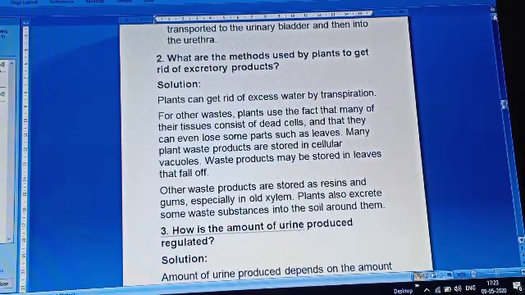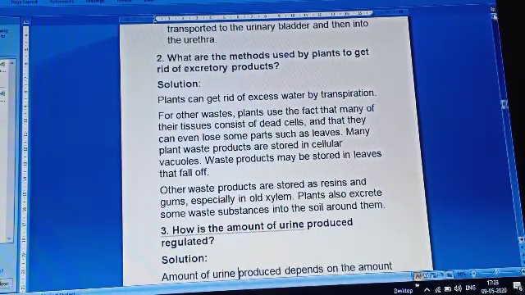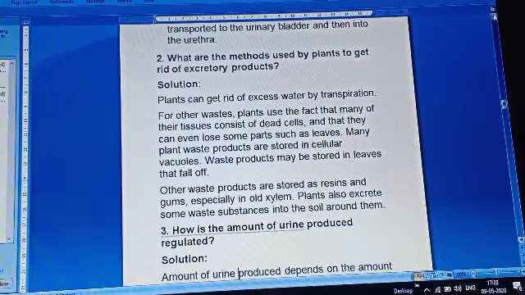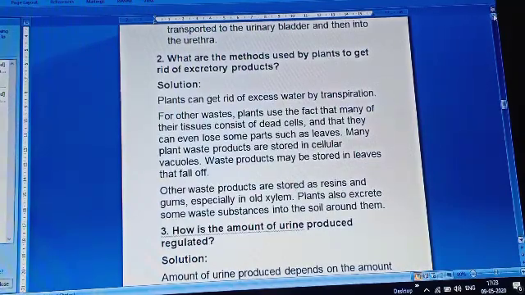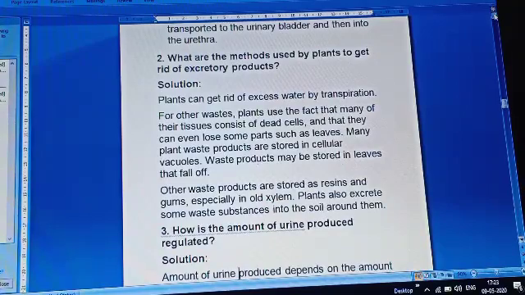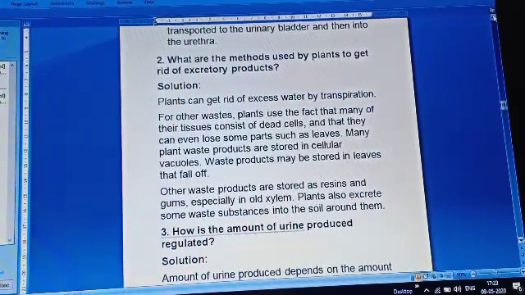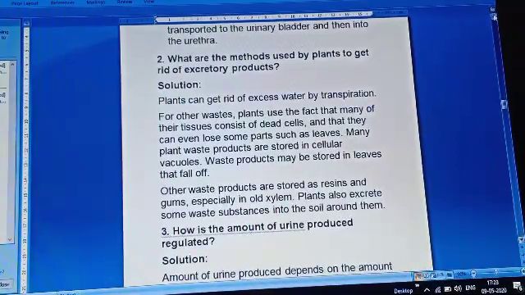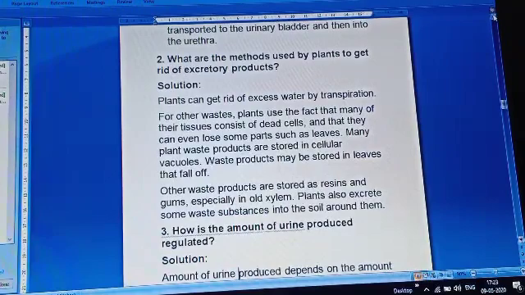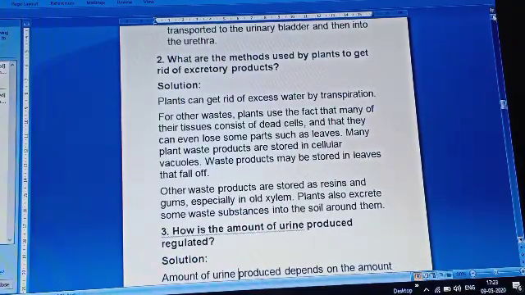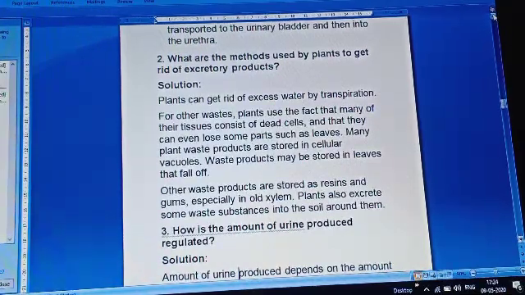Many plant waste products are stored in the cellular vacuoles, and some of the waste products may be stored in the leaves, which then fall off. Other waste products are stored in the form of resin and gums in the old xylem, and it is a waste product for the plant, but it is useful for us. As you know, the resin and gums are useful for many companies for making rubber and more. Plants also excrete some waste substances into the soil around them.